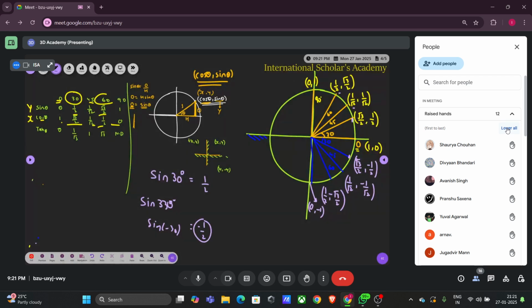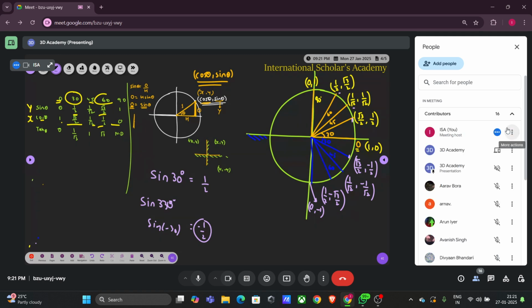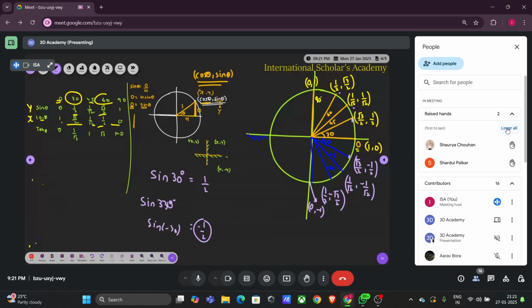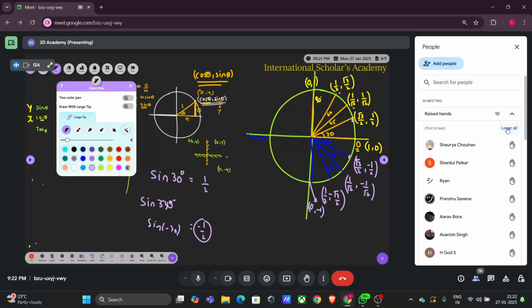How many of you understanding this logic? Please raise your hands. Those who are getting this logic. Very good. Now, guys, you have to reflect it along what?